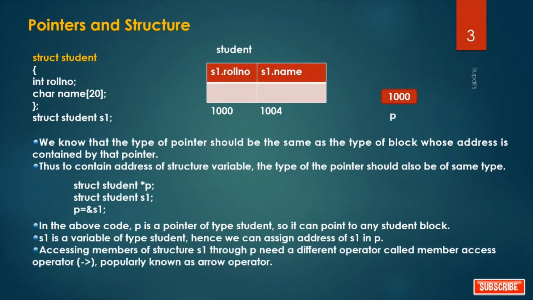Accessing a member of structure s1 through p needs a different operator, called the member access operator, the arrow operator. Means what? If I access these member variables through s1, you have to write s1 dot roll number, s1 dot name. We already learned these things in our previous video. Now, if I want to access through the address, means through p, these member variables roll number and name, you have to write p arrow roll number, p arrow name in this way.